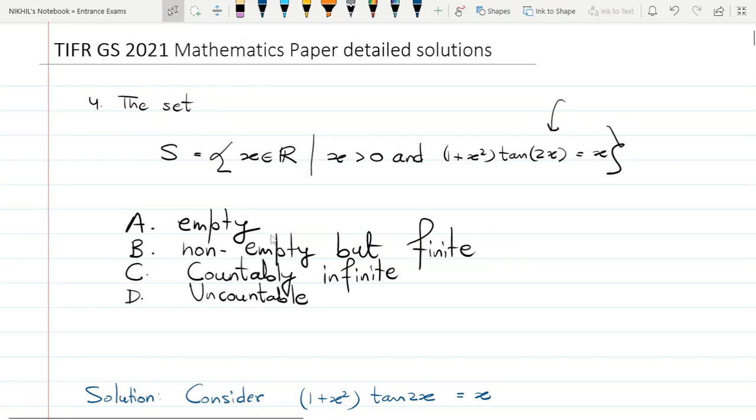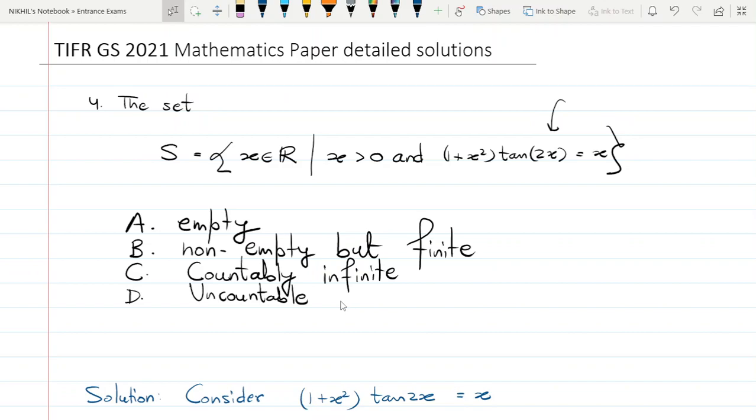That is, this set S is empty. If it's empty, it means that S does not contain any value in R plus. If it's non-empty but finite, or if it's countably infinite, or finally it's uncountable. So we have to choose among these four options.